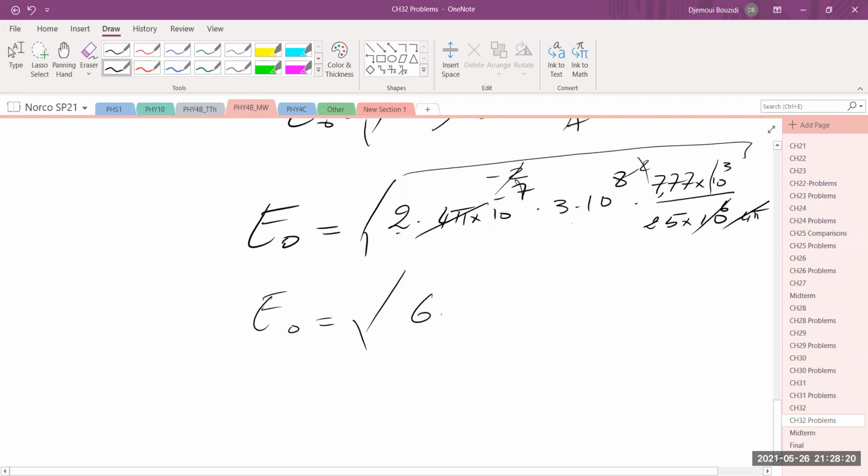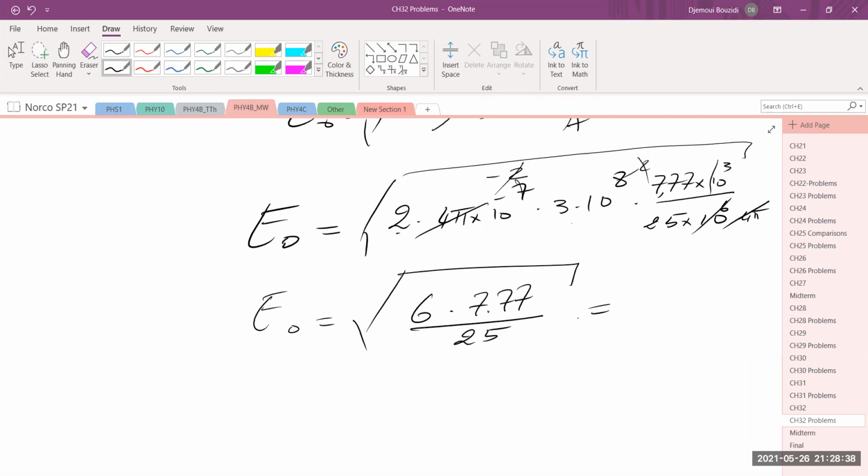2 times 3 is 6. 7.77. I already took care of that power in here with the decimal point, divided by 25. Okay, so 6 times 7, 6 times 8 is about 48, divided by 25 is about the square root of 2. Okay, so that's what I'm looking at. Square root of 2 is roughly 1.4, 1.5. At the end it's going to be volt per meter. That's the unit for the electric field. So let me write it down.